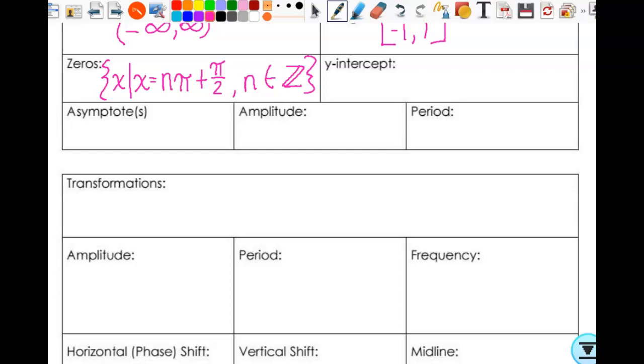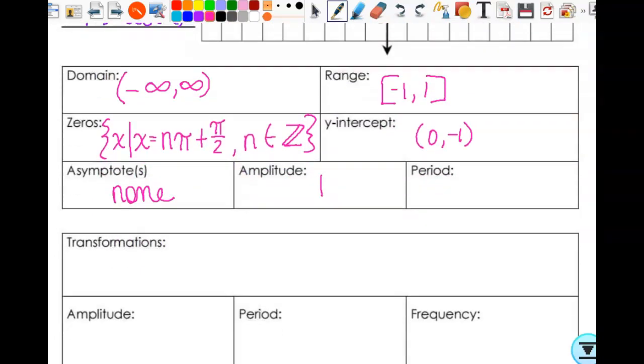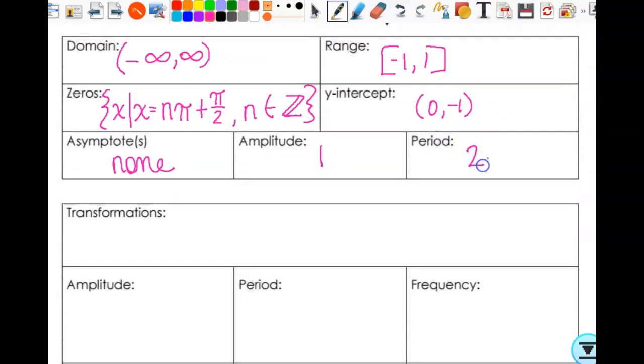All right, what is my y-intercept? 0, -1. Good. Do I have any asymptotes? No. What do you think my amplitude is? 1. Okay, it's the distance from the midline to the maximum. And then I complete one cycle. So this is my start here. When I come back here, then I'd start repeating, so it's still 2 pi. The period is 2 pi. Oh, it's 0, 1. Thank you. I'm sorry. I think that's even what y'all said, and I was like, yeah, 0, -1. Period is still 2 pi.